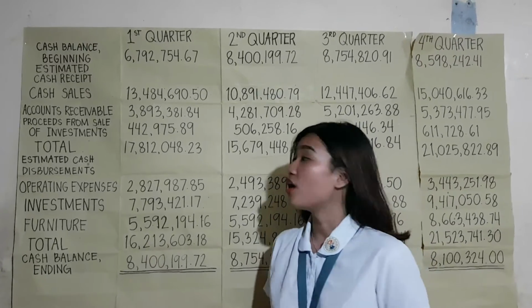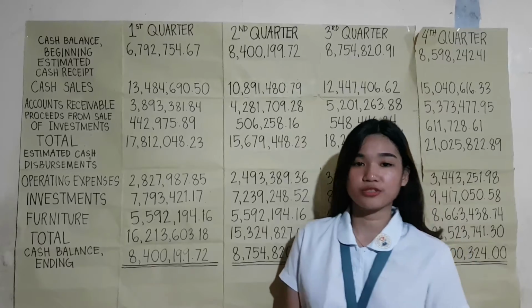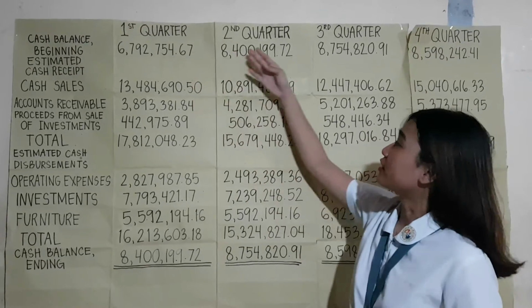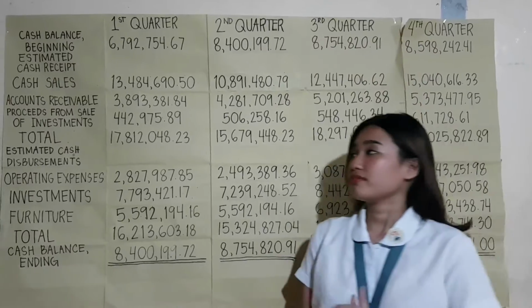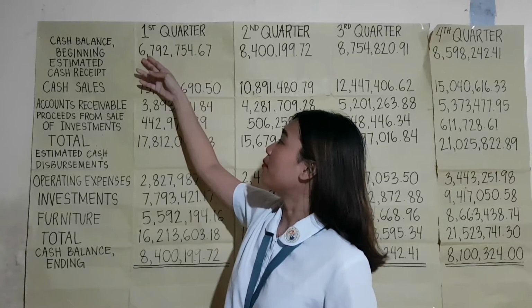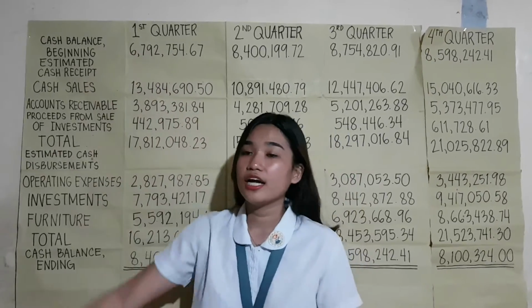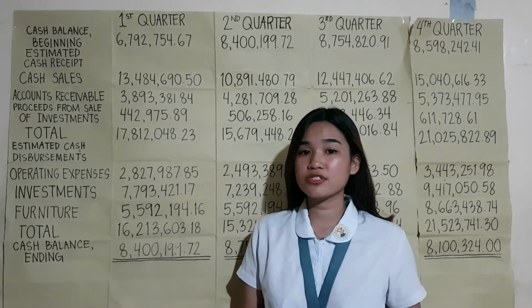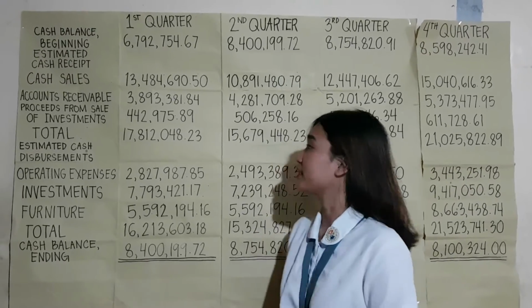For the given example, we have here the cash budget for the year 2015 of Philippines Shell Corporation. As you can see, the time period used is by quarter. The beginning cash balance for the first quarter amounts to 6.7 million, which came from the statement of financial position from the previous year, which is the year 2014.